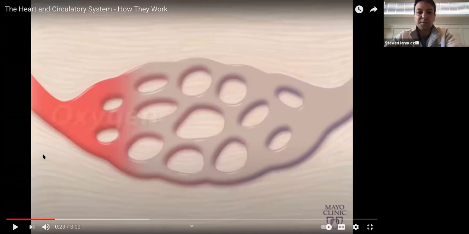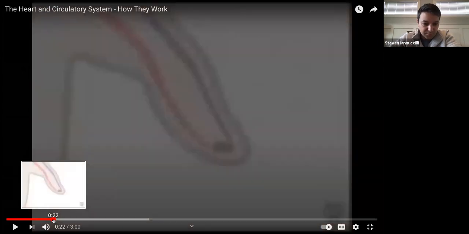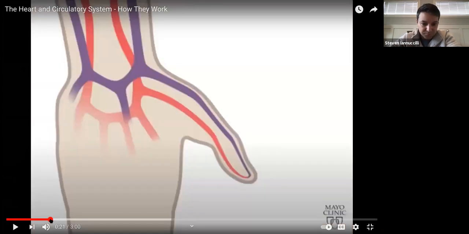Okay, one thing I want to mention that I always forget to mention until I watch the video, let me just go backwards a little bit. This system is called a closed system. Your circulatory system is a closed system, which means that blood is not just flowing out of your arteries and veins into your tissues. All the blood stays in these blood vessels. And when it wants to leave, it diffuses through the walls of your blood vessels.